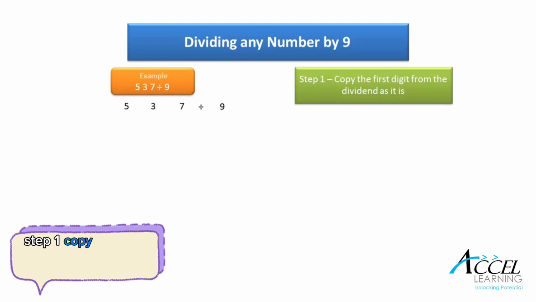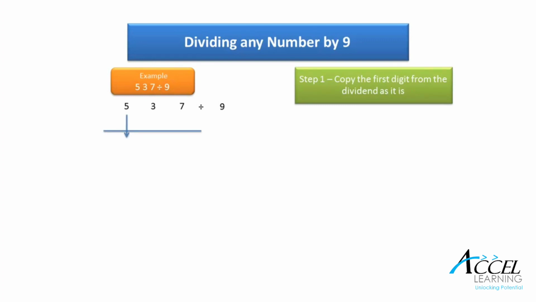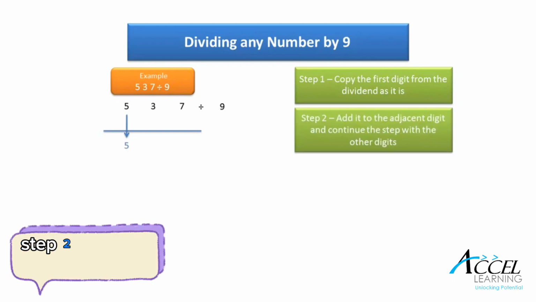Step 1. Copy the first digit from the dividend as it is. Step 2. Add it to the adjacent digit and continue the step with the other digits. 5 plus 3 equals 8. 8 plus 7 equals 15.